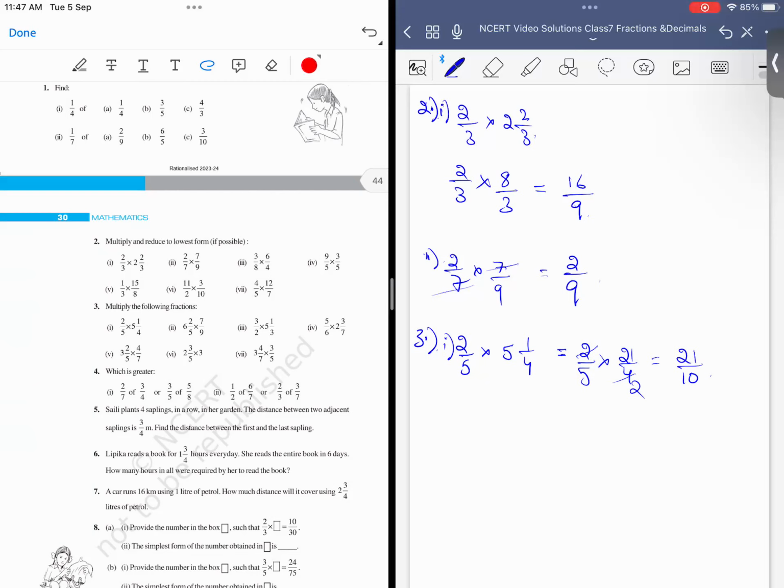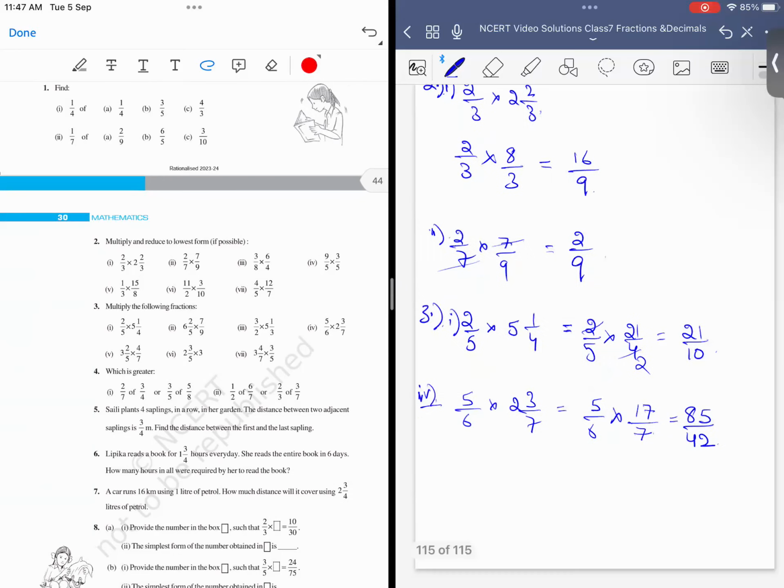let's take the fourth part. Okay, 5 by 6 into 2 whole 3 by 7. So again, 5 by 6 into 14, and 14 plus 3 is 17. Okay, 17 by 7. Now you see there is no number which can be factored out in cross. Okay, so directly multiply it. 17 times 5 is how much? Multiply it. That is 85, and 6 times 7 is 42, and this is in lowest form. Okay. So this is how we do.